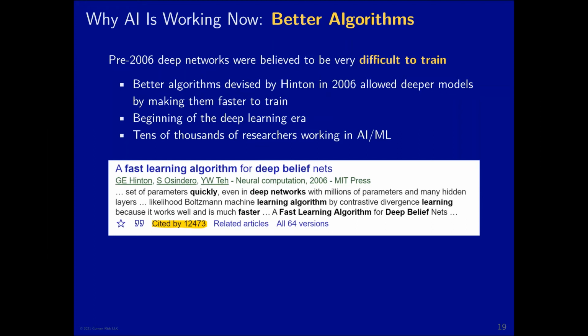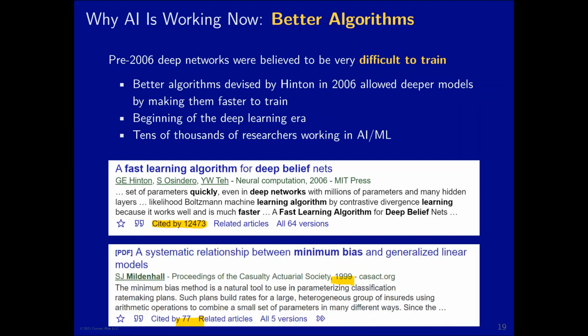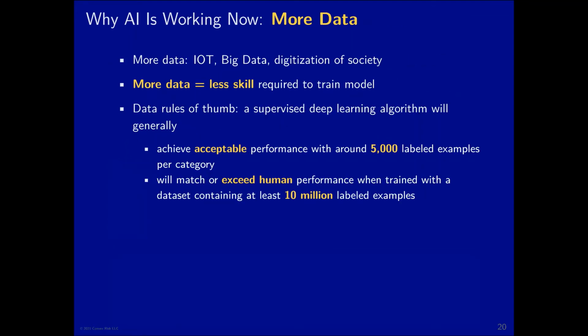And just for context here, one of my personal favorite papers on actuarial science, 77 citations for a paper that I wrote in 1999, and it's all the way up to 80 now a year later. So we're making slow progress there. Actuarial science is a much smaller space than artificial intelligence. The second reason that AI is working better now is that we have more data.